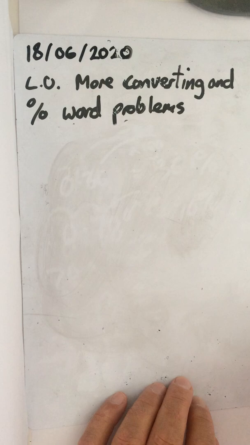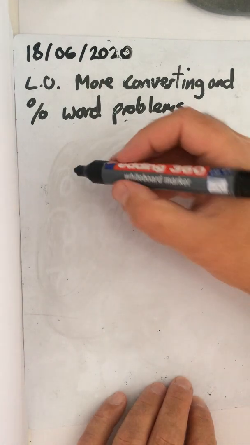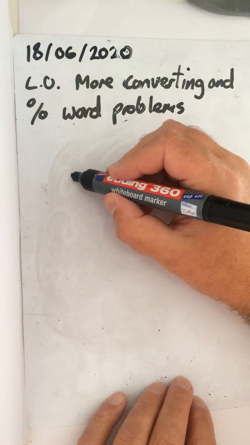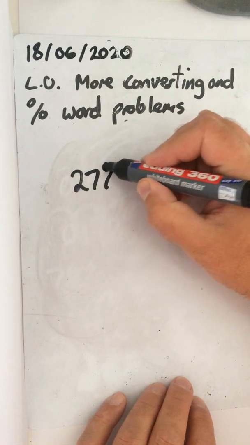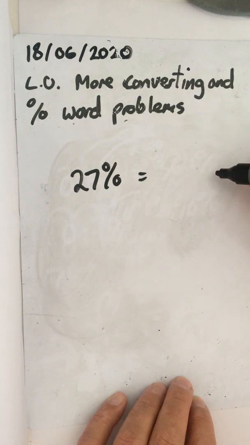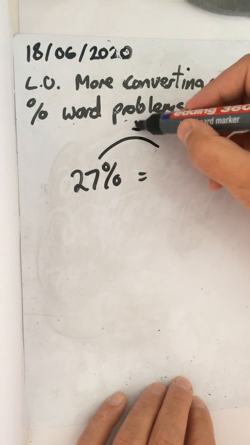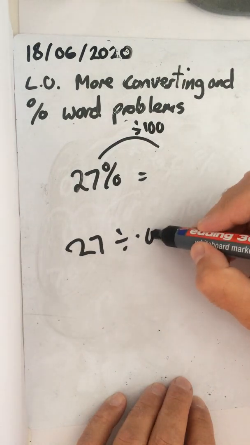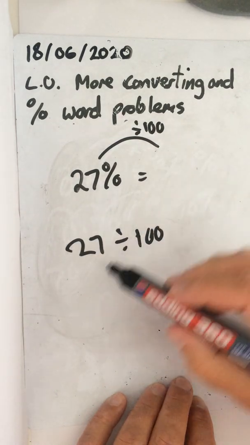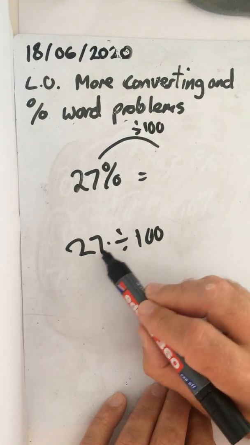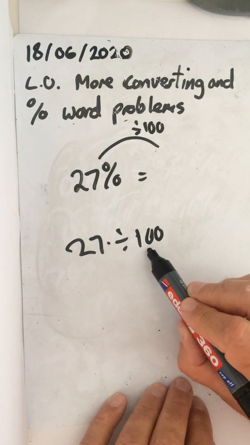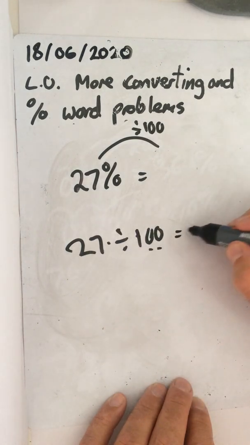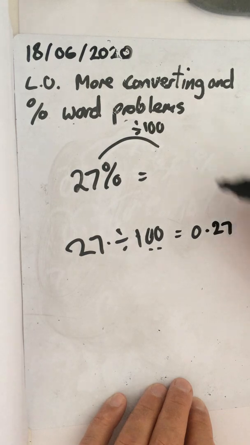Right, so percentage to decimal. Let's have a little look. I just want to quickly show you how, and you have been doing these. Say you've got 27% and you want to convert that into a decimal. All you're doing is dividing by 100. So 27 divided by 100. Remember there's the decimal point there, and we're moving the numbers one place to the right for each zero. There are 2 zeros, so we move it 2 places to the right, so it becomes 0.27.